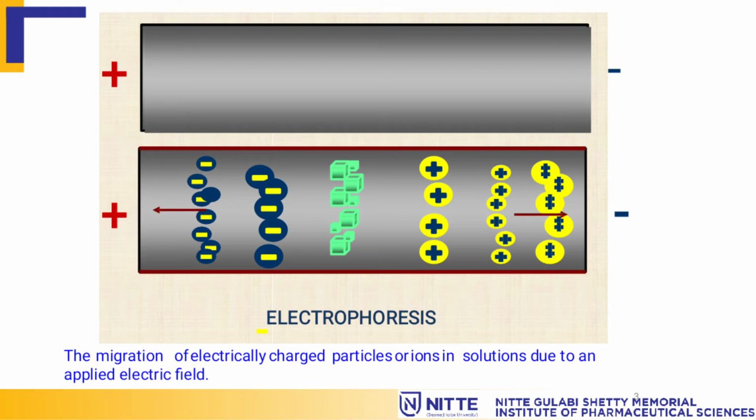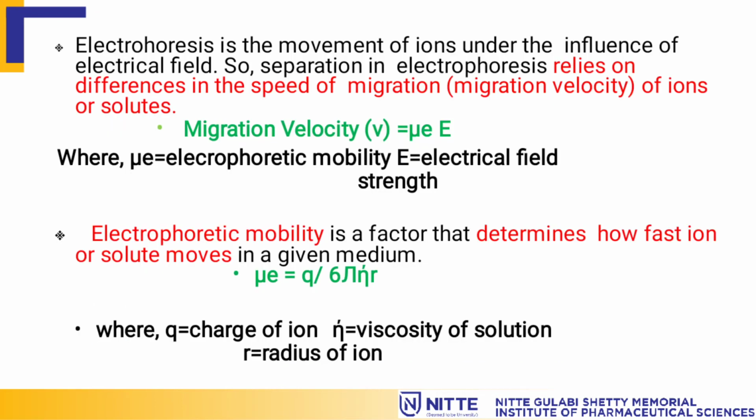When you look into the migration of these charges, you will see that the migration is not uniform. Some of the negative charges are moving much faster compared to other negatively charged ions, and a similar phenomenon is observed in positively charged ions. So they move with different speeds. That makes us ask what is governing the migration, or the movement, of the ions. We will see this with the principle of electrophoresis.